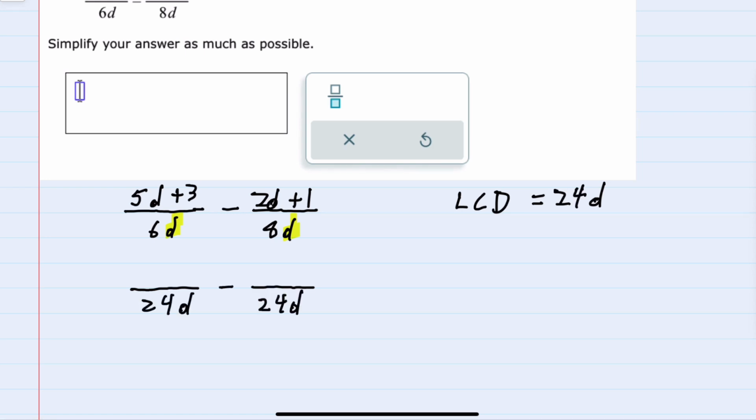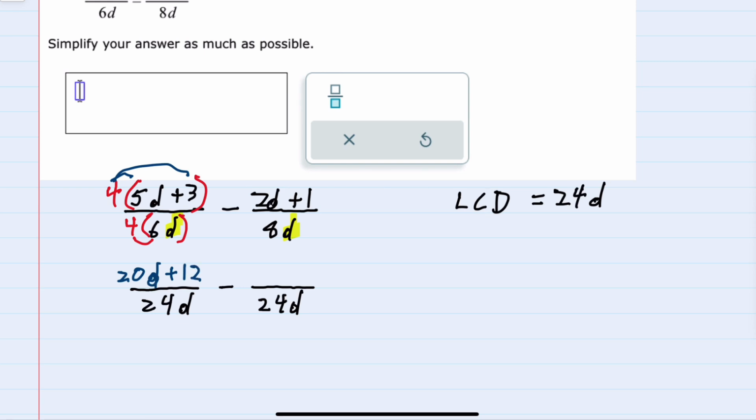And I can tell here I'll need to rewrite each of these expressions as being over 24d. Starting with the first fraction, I have a 6d. I would need to multiply that by 4 to get a 24d. And if I multiply the denominator by 4, I must also multiply the numerator by 4. I'll go ahead and distribute here. 4 times 5d is 20d. And 4 times 3 is plus 12.